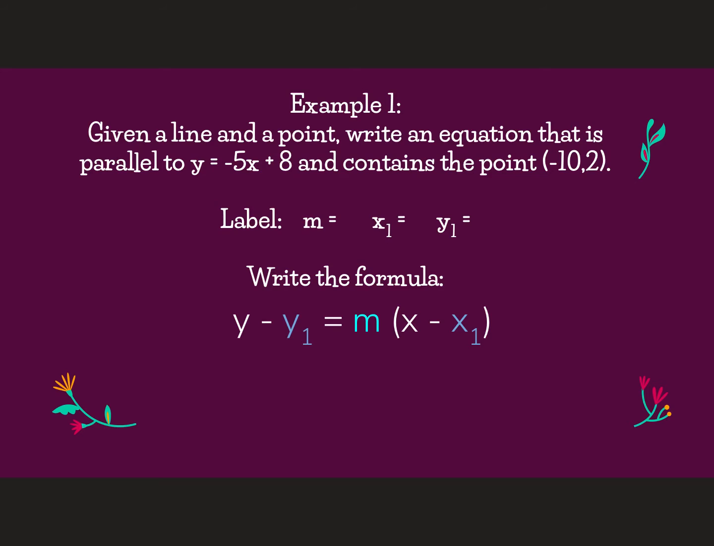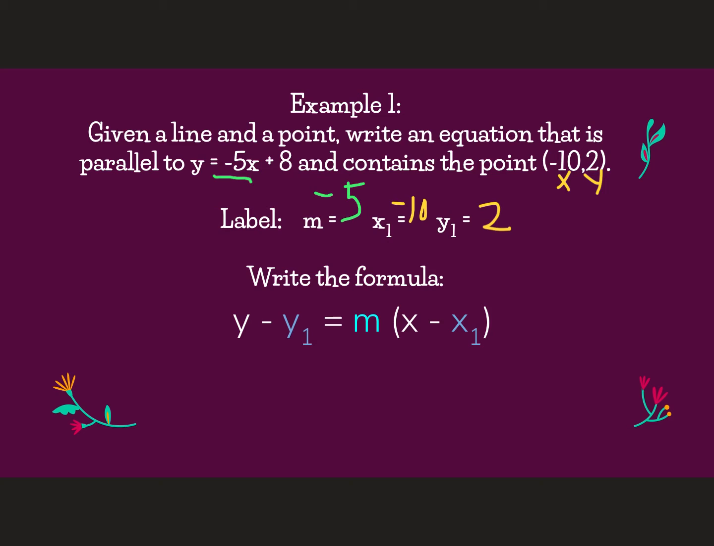So here's our first example. What we're going to do is we're going to be given a line and a point, and we need to write an equation that is parallel. So let's look at the slope. Remember, our slope is the number in front of x as long as y is by itself. In this case, our slope is -5. And then we have a point that we need to use. The point is -10, 2, so I'm going to label it x and y. So we have -10 for my x and 2 for the y.